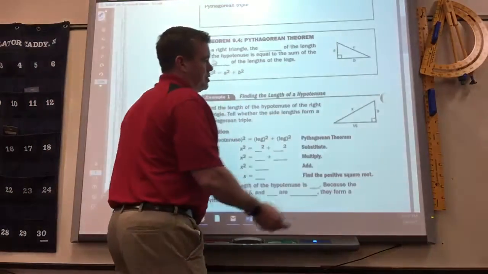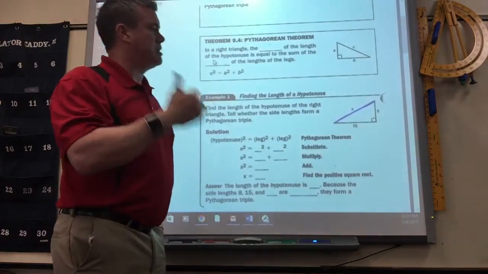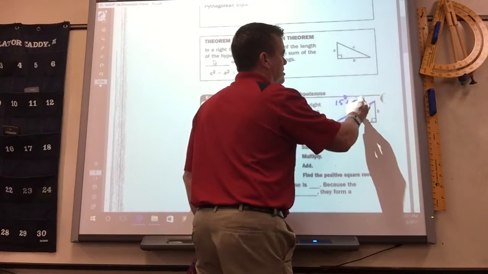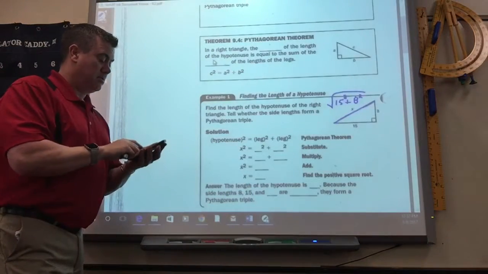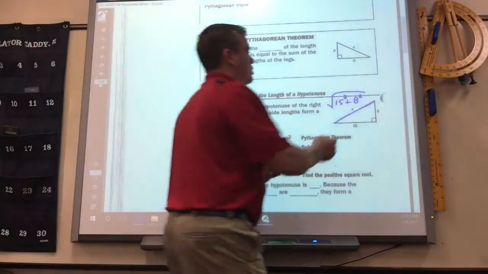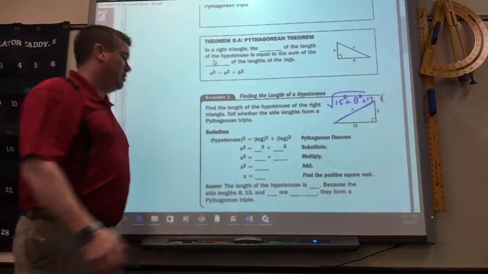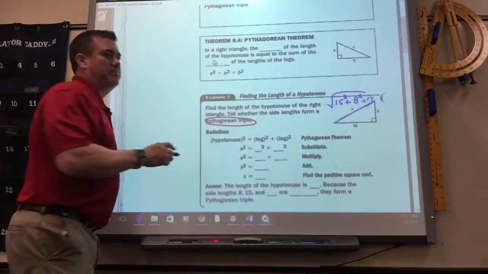Find the length of the hypotenuse. So when it's the hypotenuse, it's a squared plus b squared. So I just got to go 15 squared plus 8 squared and square root it. And it's equal to 17. Okay? Now, this right here is a Pythagorean triple.